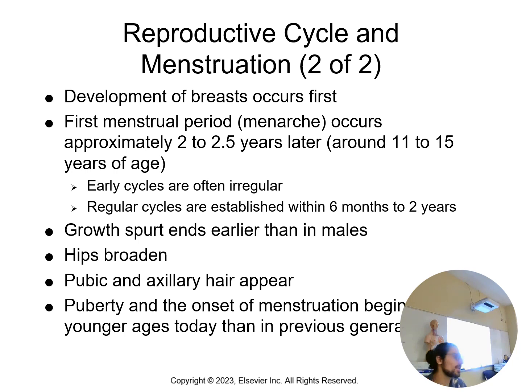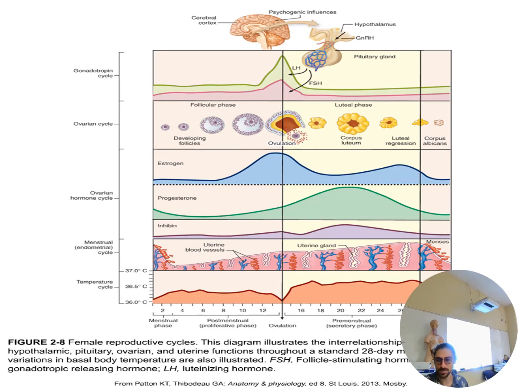All right, typically women reach their final height before men do. Their hips broaden, and pubic and axillary hair appears generally around menarche. Puberty and the onset of menstruation begin younger today, as we just said.